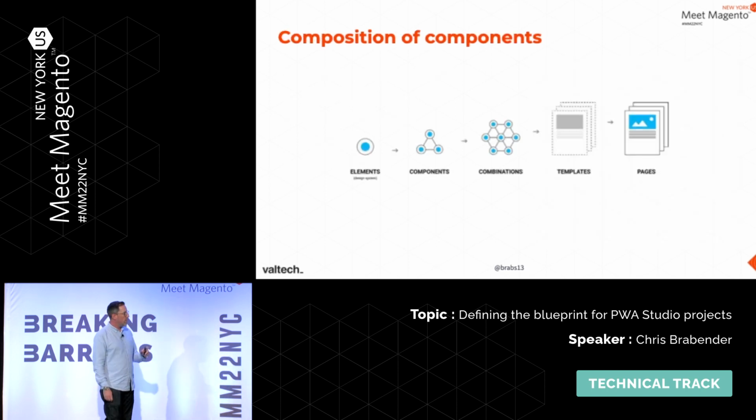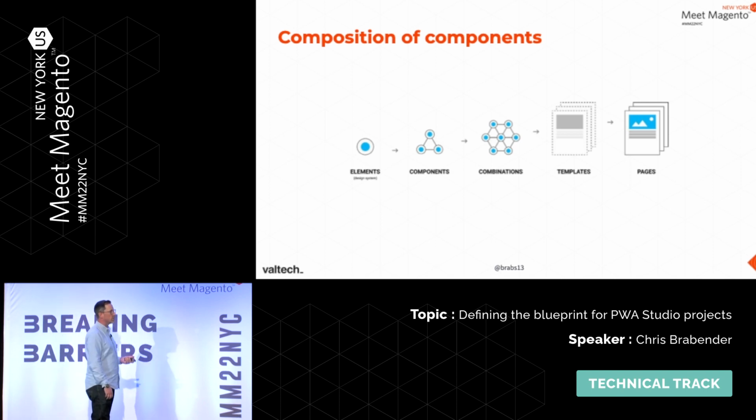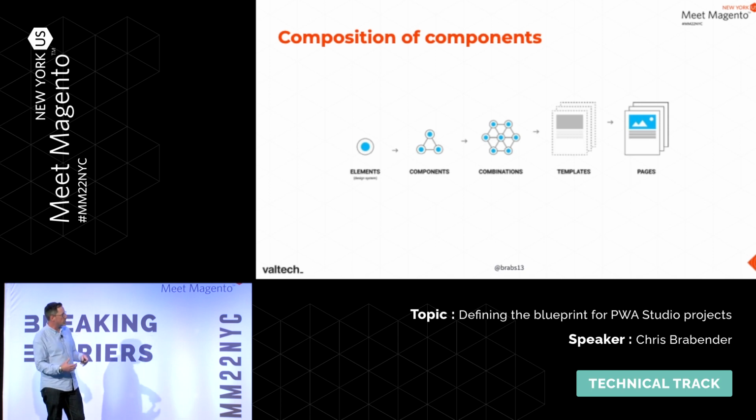So you may be used to inheritance in Magento for theming. That's not the case necessarily when we talk about PWA Studio. We are going to be using composition rather than inheritance, where we build individual elements, we build them into components, we combine them, and we build full pages from that. So the composition approach is what we're going to be leveraging in our React.